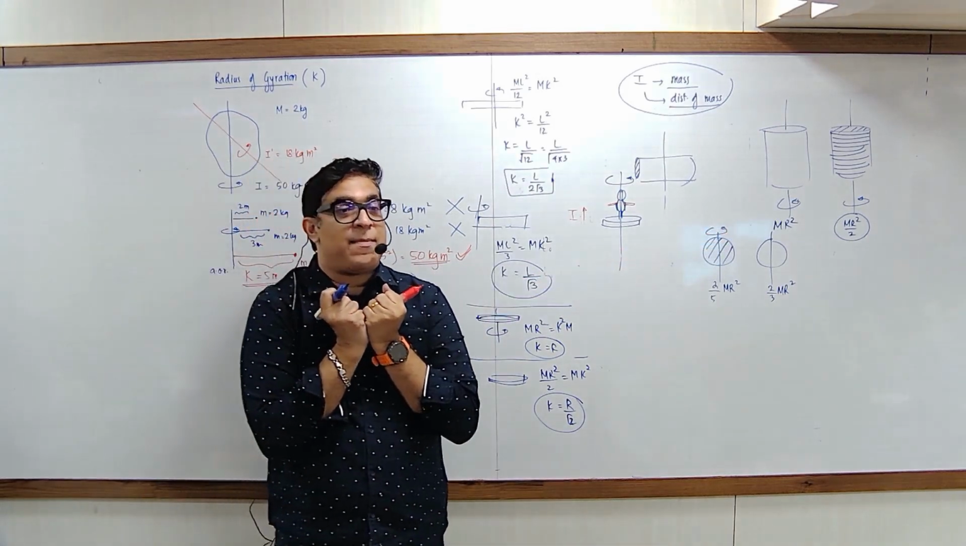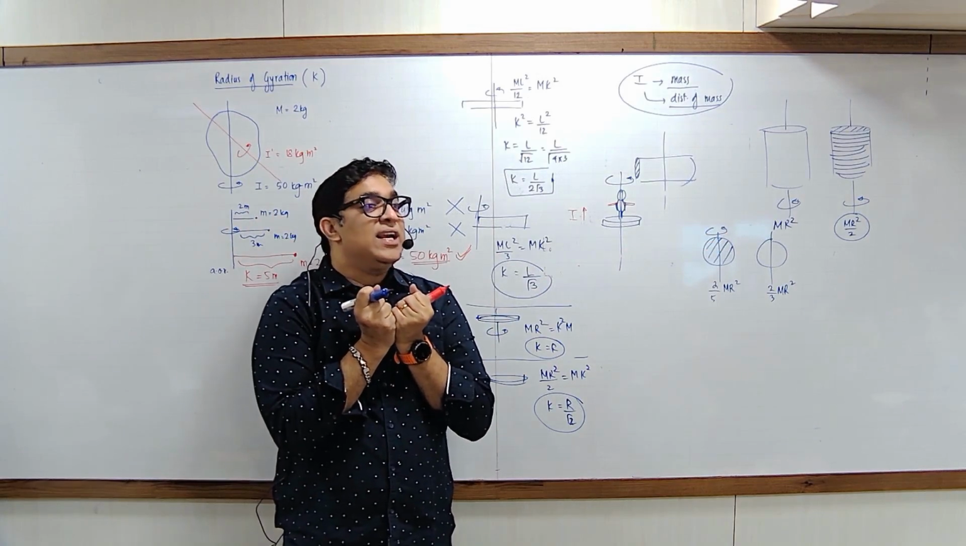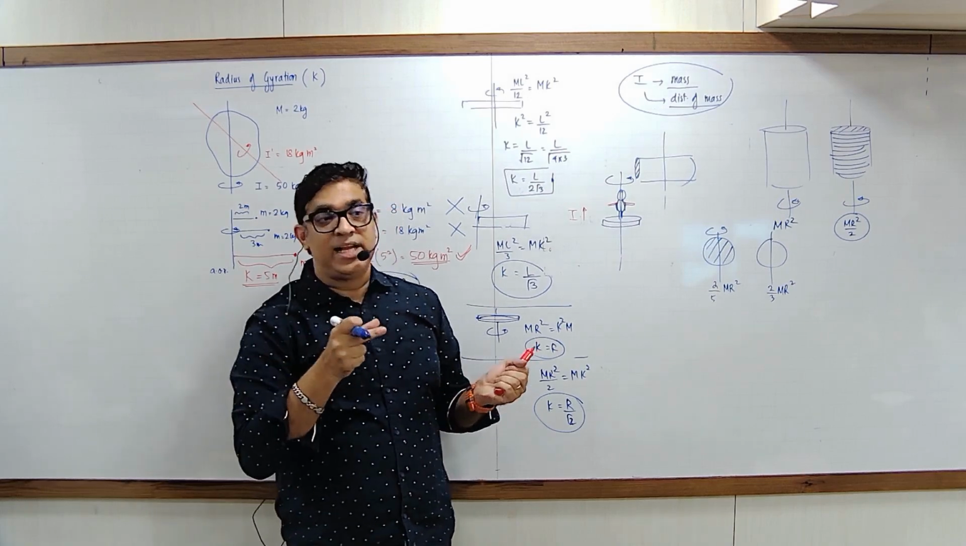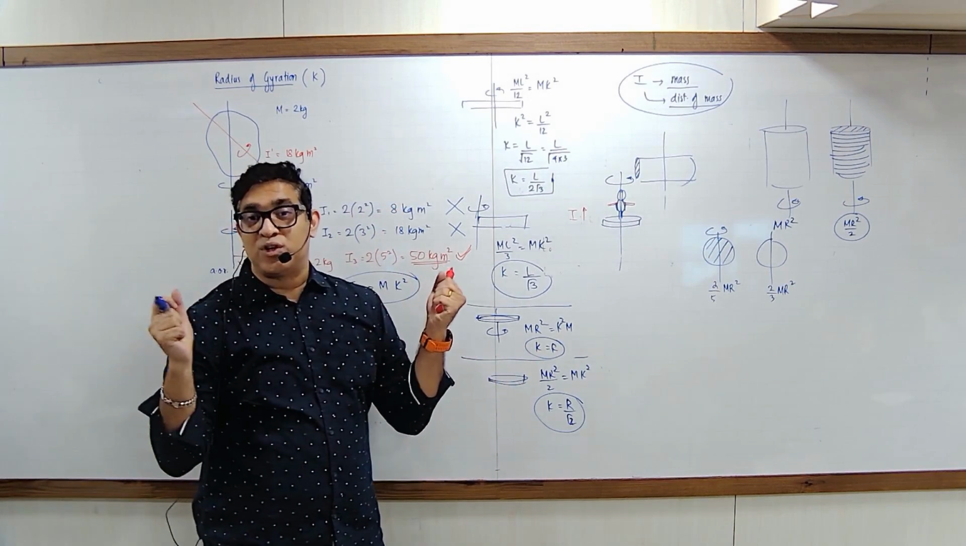When you fold your hand, what happens? Decrease the radius of gyration. So you can change the turning, right? By changing what? The distribution of mass.